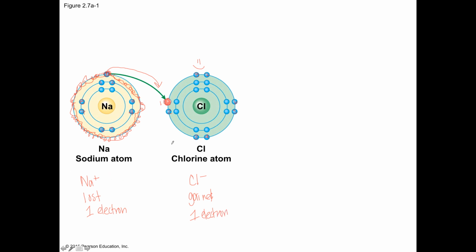The name of this ionic bond comes from the fact that you're bonding together ions. When one atom loses or gains electrons, these are called ions, and therefore this results in an ionic bond between the two of them. One will lose an electron and the other one will gain.